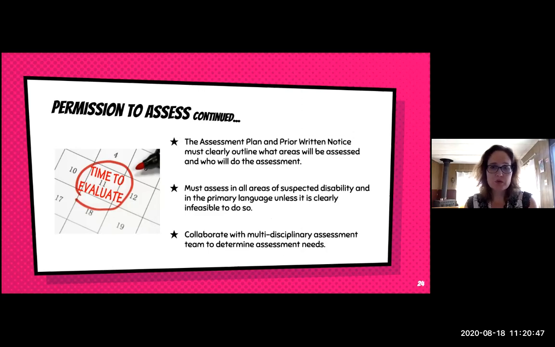So when it's completed accurately, the PWN provides a clear record of decisions that have been made regarding identification, evaluation, reevaluation, placement, and changes in FAPE. Complete all the sections of the PWN, as it is best practice to provide information to each section.